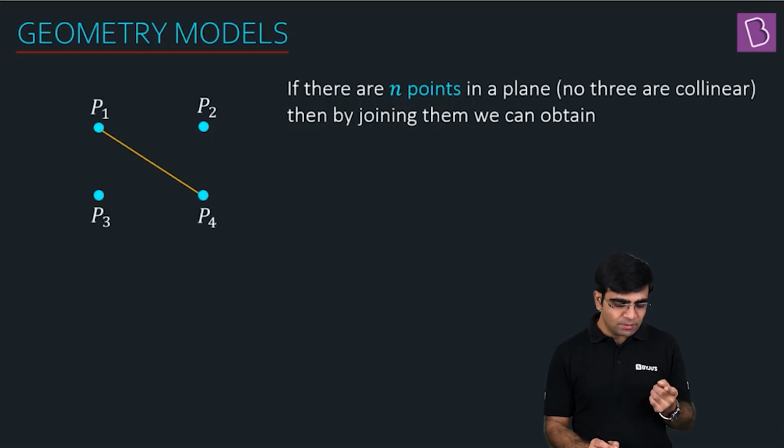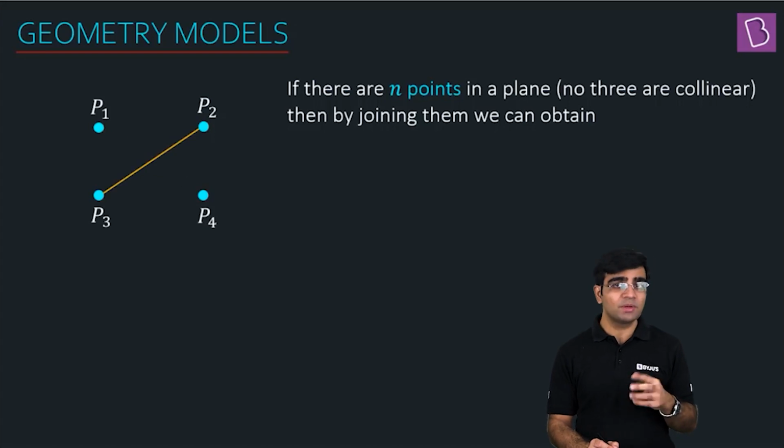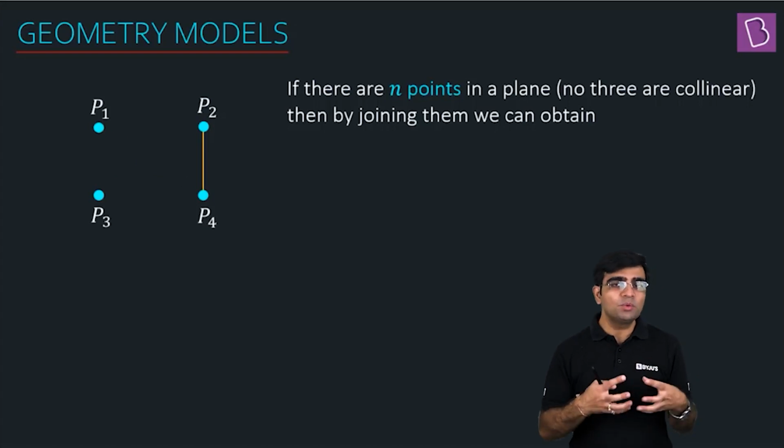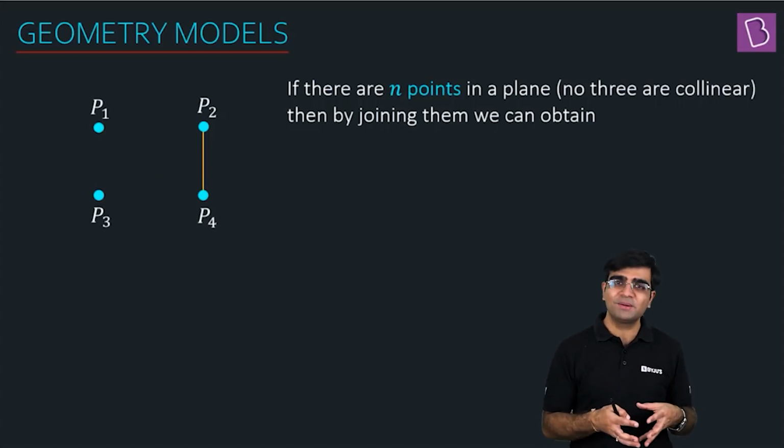So let's say if I join P1, P4, I'll be getting one line. If I join P2, P3, I'll be getting one line. If I join P2, P4, I'll be getting one line. Right, so what is that? You just need two points, right? You just need 2 points on this, right?